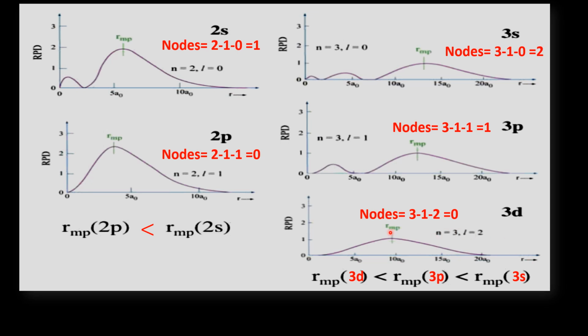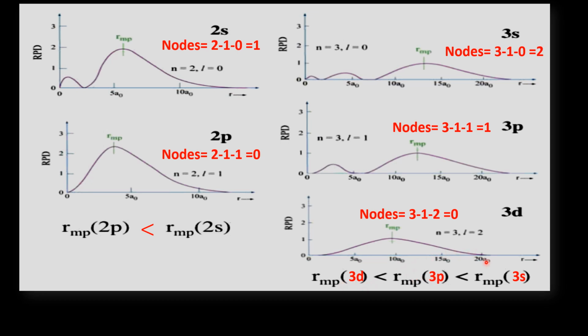So you have the different trends here. You can see that the most probable radius for 2p is less than the most probable radius of the 2s orbital. And the most probable radius of 3d is less than 3p and less than 3s. So it means that the value of the most probable radius increases as you go from 3d to 3p to 3s, that is, 3s is greater than 3p is greater than 3d.